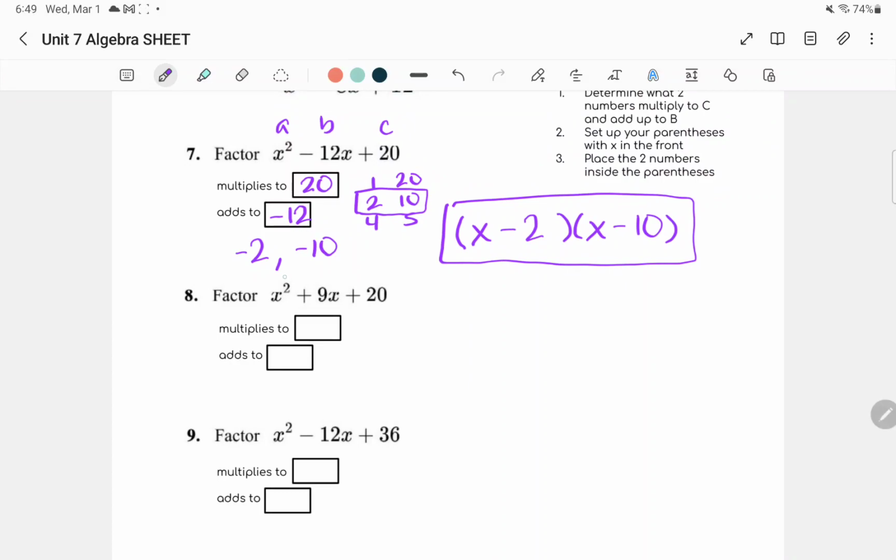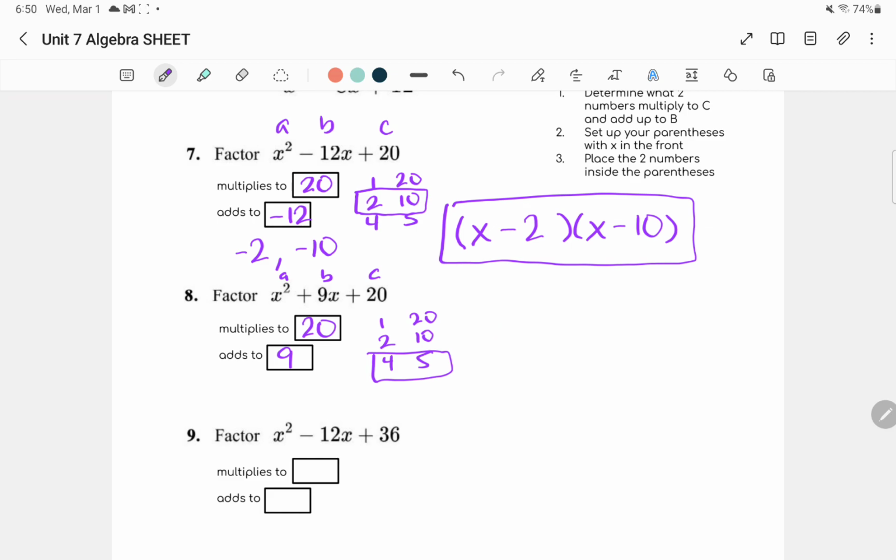So let's label, kind of small here, A, B, and C. So it multiplies to 20 and adds to 9. So we're going to list our factors again. 20 is 1 and 20, 2 and 10, 4 and 5. Look at that. 4 and 5 adds up to 9.